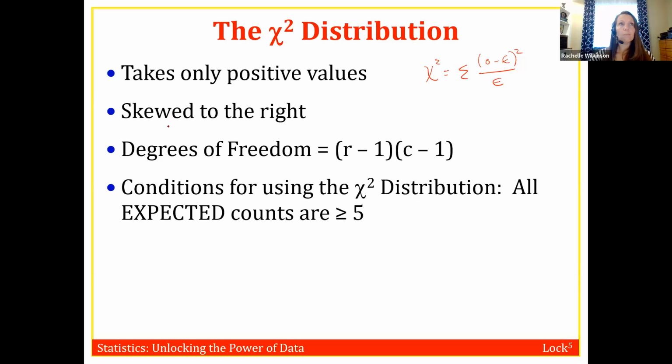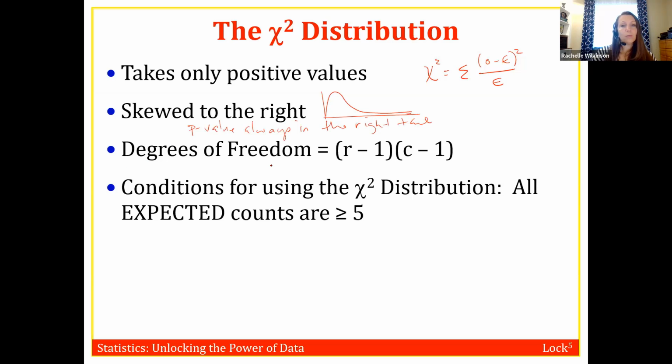And partially because of that, the chi-square distribution is also not going to be that beautiful symmetric bell shape that we're used to seeing with the normal and the t. Instead, it's going to be a distribution that is skewed to the right because it's bounded by 0, because it has to be positive. So when we're looking for p-values, the p-value is always going to be in the right tail. So I'll write that here, p-value always in the right tail.